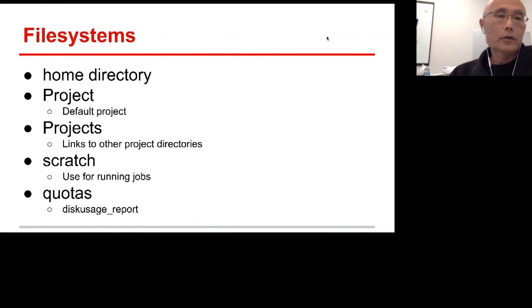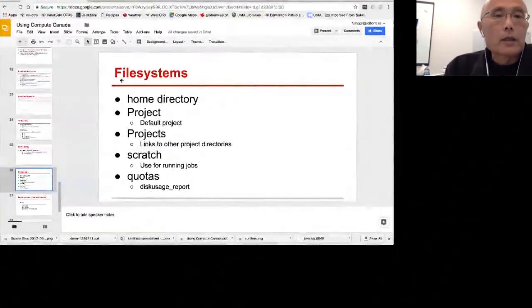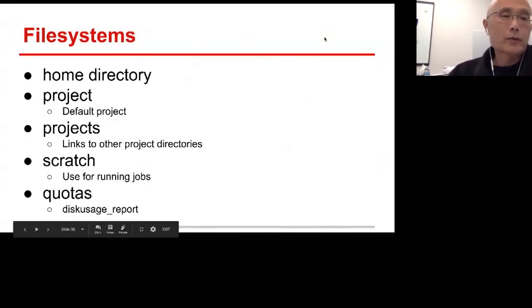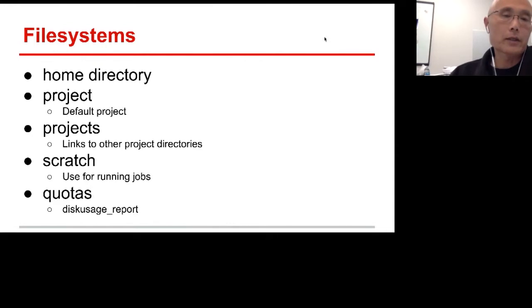And in your home directory, there are two links. One is called project, with a small p. And so there's two. One is called project, and the other one is called projects with an S. And the project link gives you your default project. Whereas if you go to the projects with an S, it will have links to other projects that you may be involved with.